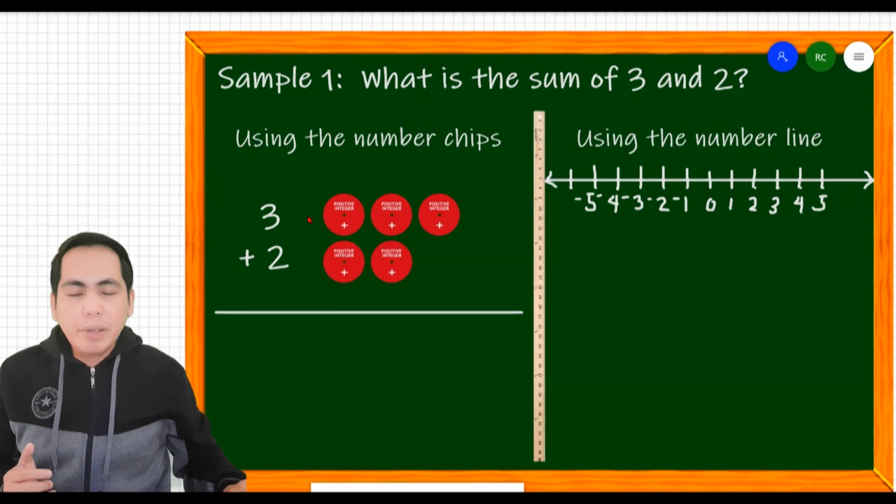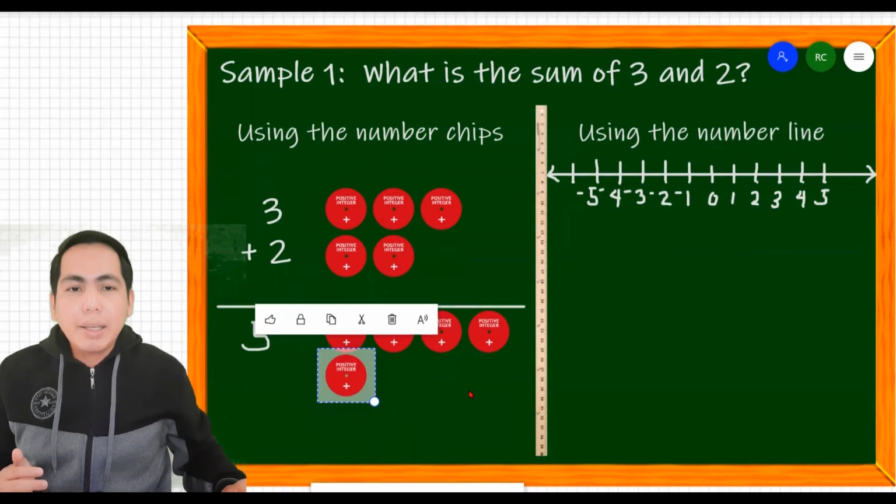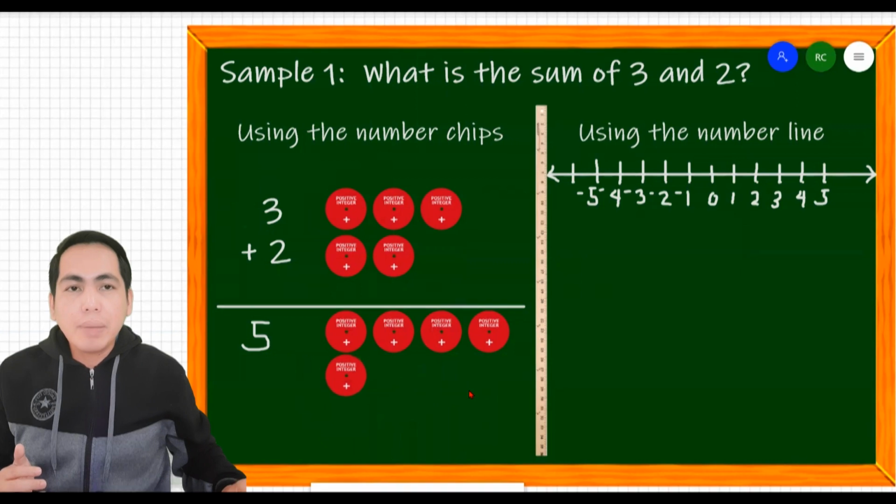So we have the first addend, positive 3, and the second addend, which is positive 2. Since both of them are positive, and according to the rule, if the integers that we are adding are both positive, the sum is also positive. Therefore our sum is 5 red chips, or positive 5.